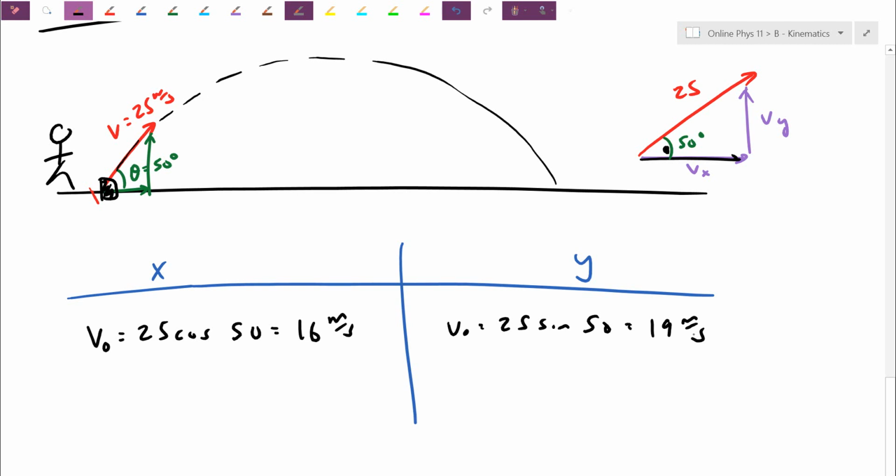So what I've done here is, they told me the football was launched at 25. Because I want to study this in x and y separately, I can now ignore the 25 and the 50 degrees. I can now say, what if I launched you just forwards at 16 and just upwards at 19? That would accomplish the same motion as 25.